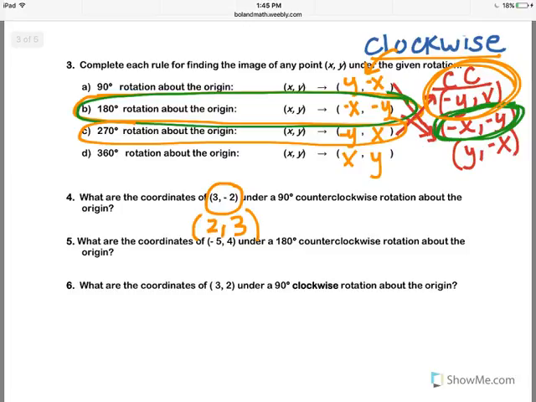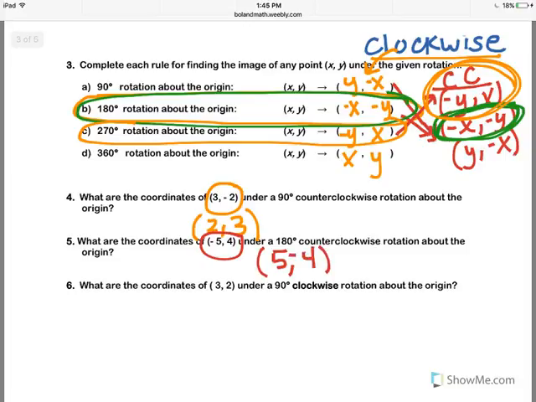So the next one is, what are the coordinates of (-5, 4) under 180? With 180, it doesn't matter if it's counterclockwise or clockwise, you're always just going to switch the sign. So that's a -5, so now it becomes positive, and this is a +4, so now that becomes negative.